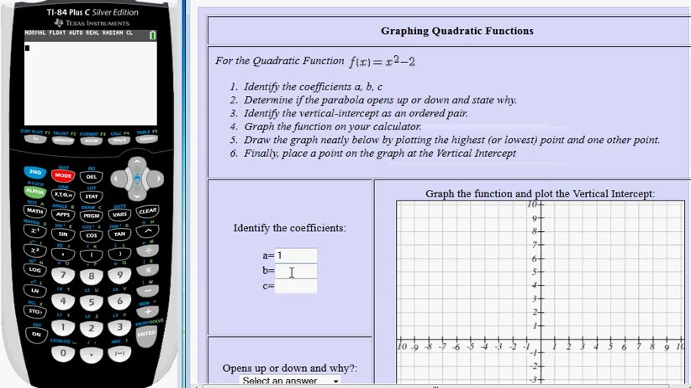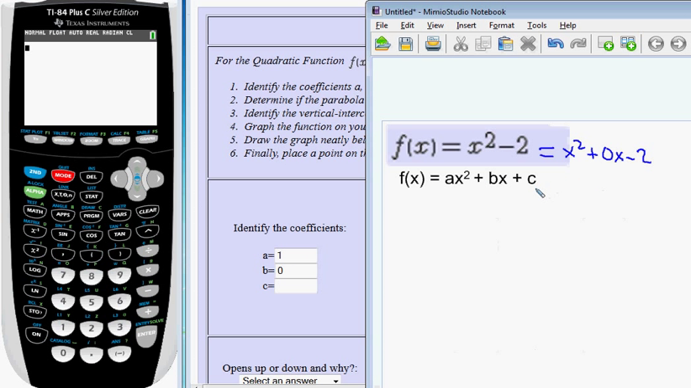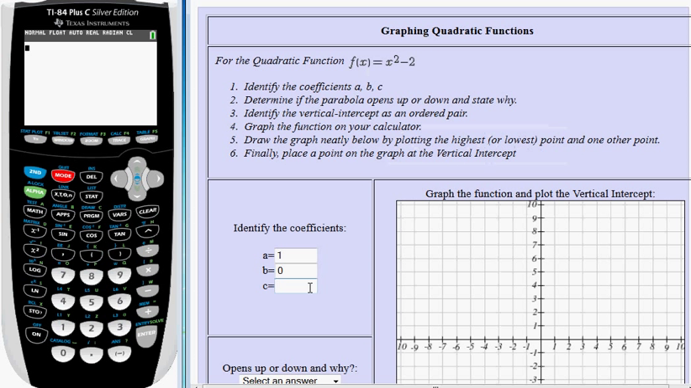Type that in. C is defined to be the constant at the end, and our constant at the end is -2. So C is always the constant at the end of the equation, or it could be in the middle if the equation is not in descending order. So in our case, C was -2.